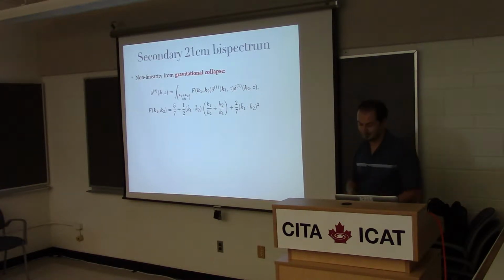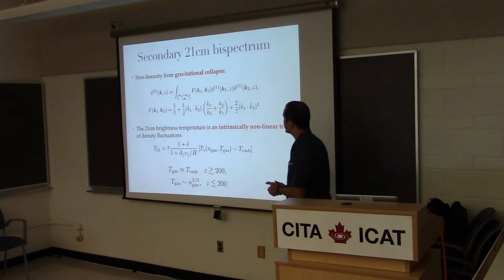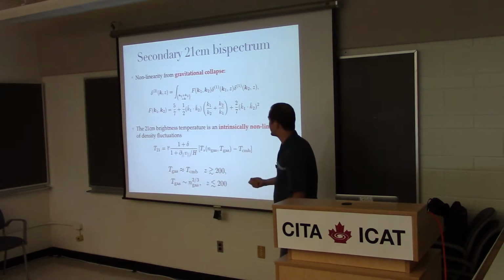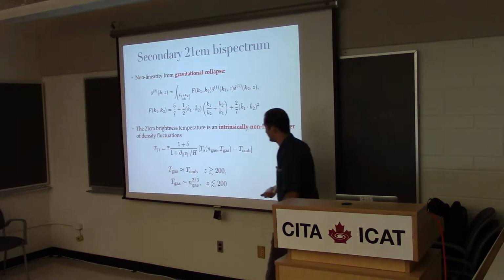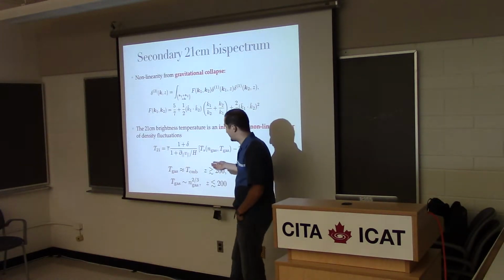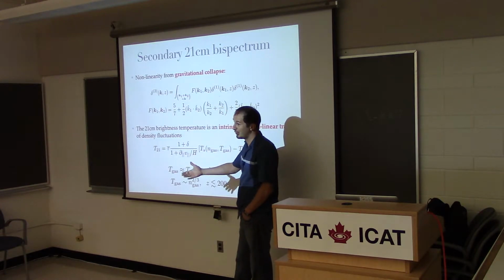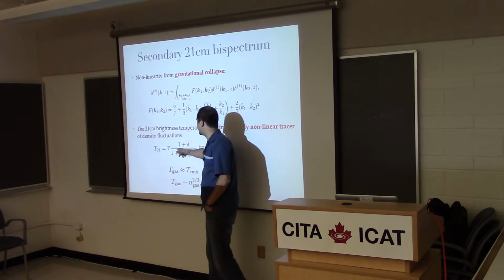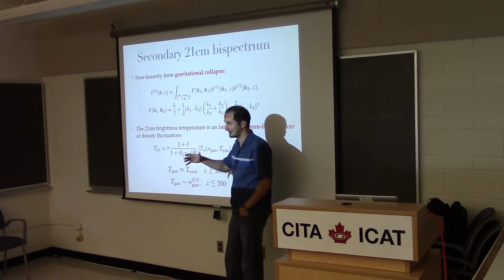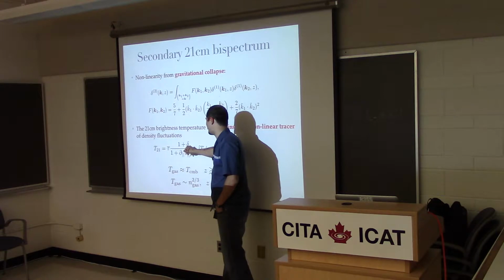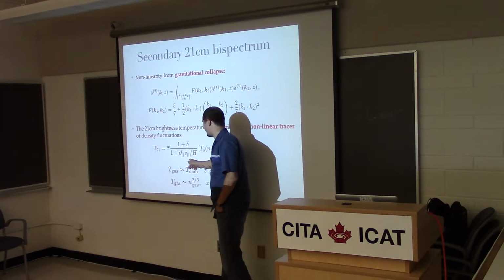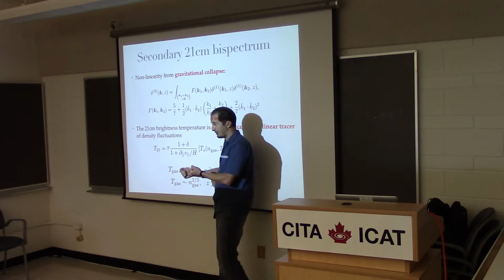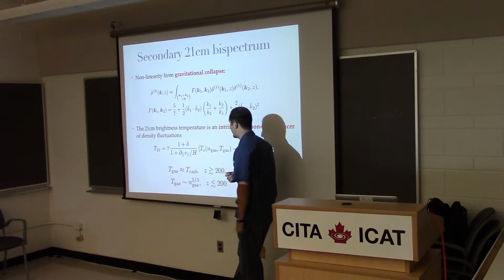The second reason why you get secondaries is that the brightness temperature itself is intrinsically a nonlinear tracer of the density. So this is the formula for the brightness temperature. Really, the brightness temperature contrasts with the CMB. So this is the mean optical depth that you multiply times 1 plus the density, because this is the local optical depth. It depends on the local density. In the denominator, you have a velocity gradient, which changes the local value of the Hubble expansion rate, which changes the escape probability of 21 centimeter photons.